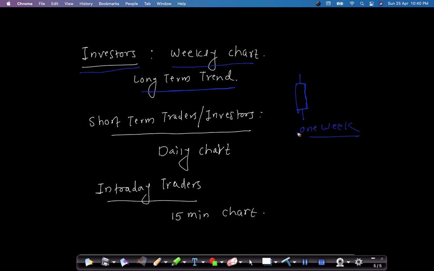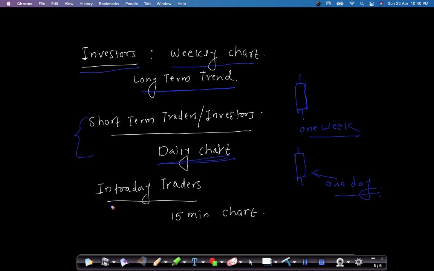Similarly, if you are a short-term investor or trader, that means if you want to buy a stock only for a short duration, like weeks or months, for example 2 to 3 weeks, or maybe for a month, if you are that kind of investor, you look at a daily chart. Daily chart means one candle denotes the price movement of one day, right? So if you are a short-term investor and you want to identify the trend of the market, you look at a daily chart, a chart in which each candle is of one day.